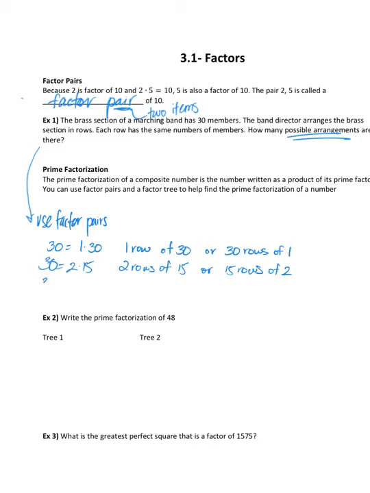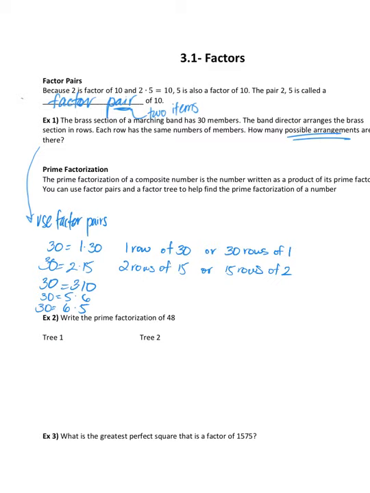We could do 30 equals 3 times 10. Same idea, writing out 30 equals 5 times 6, and then 30 equals 6 times 5. If you notice what I'm doing, I have 1 times 30, 2 times 15, 3 times 10, 5 times 6, and now I'm starting to repeat. 30 equals 6 times 5.